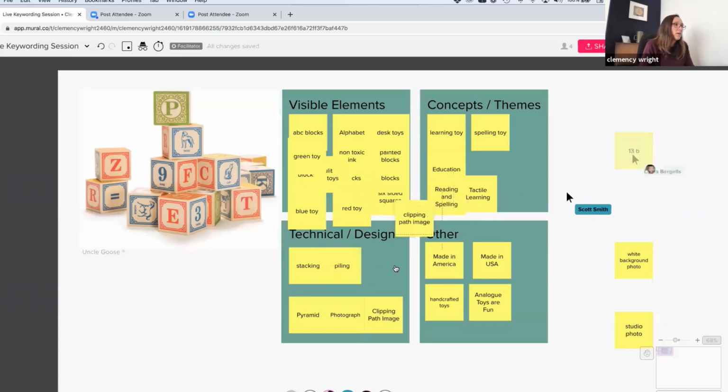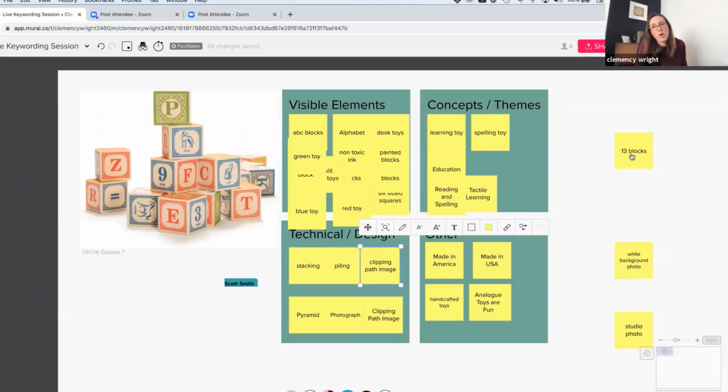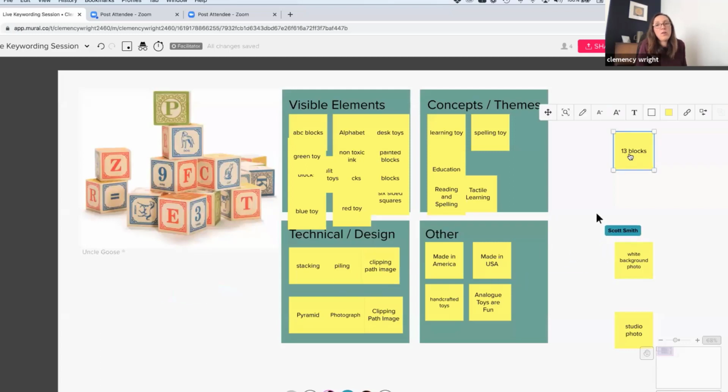I'm adding something weird. I just counted the blocks and there's 13 of them. Would that be something to add or not? Yeah, number of objects is a really popular keyword, and how we normally express that is not in this compound way. So we would have 13 objects, 12 objects, 2 objects, and then what the object is. So you'd have 13 objects, wooden blocks.